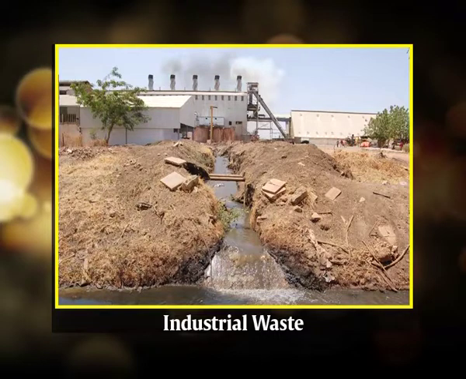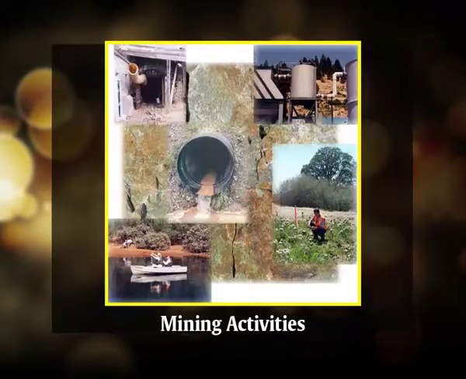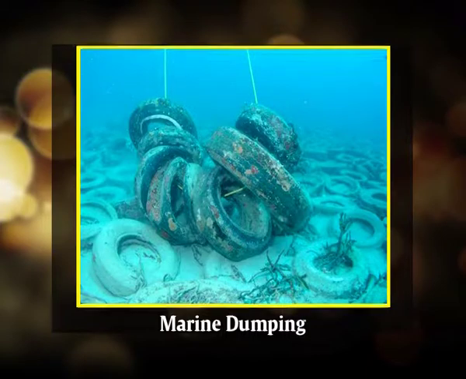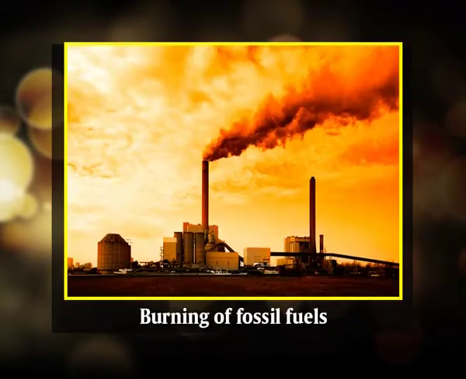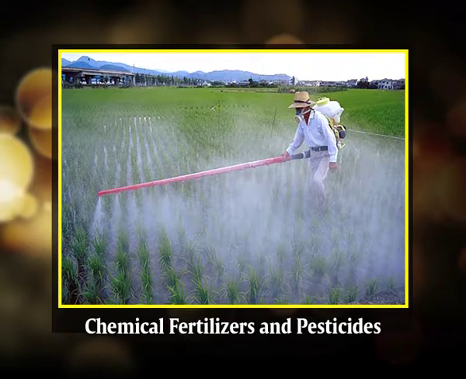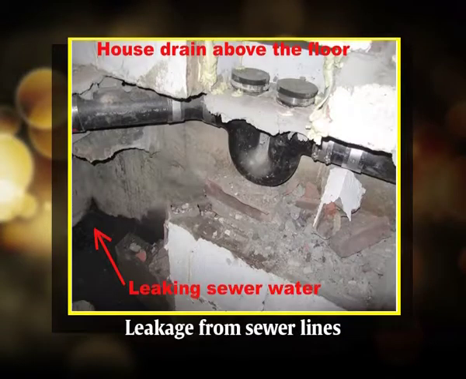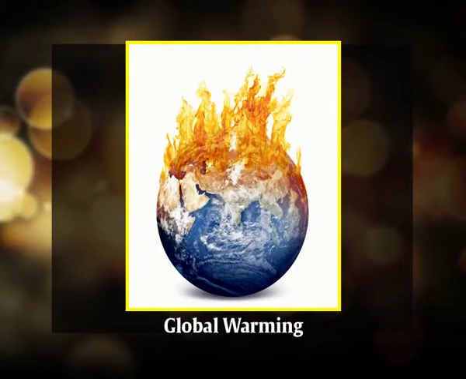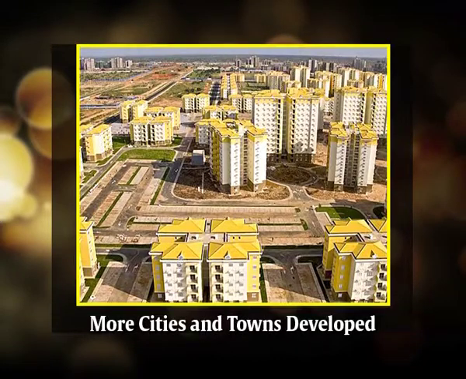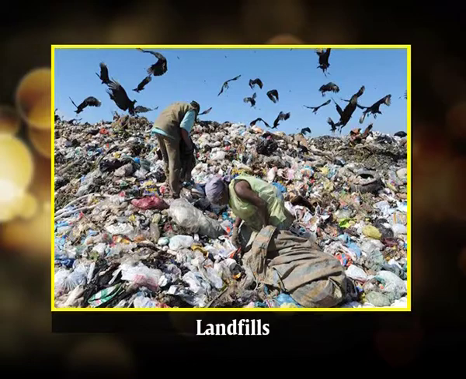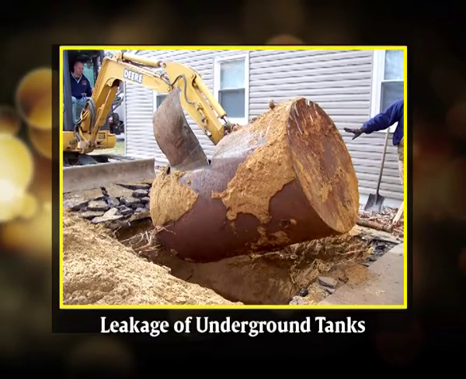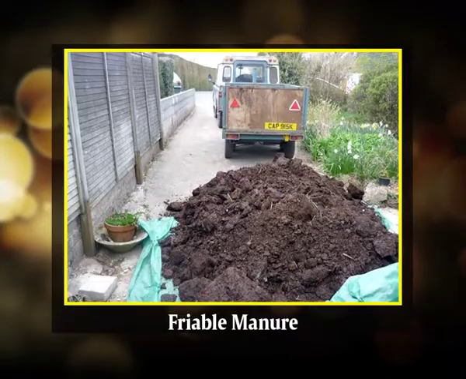The specific contaminants leading to pollution in water include industrial sewage, sewage from wastewater, mining activities, marine dumping, accidental oil leakage, burning of fossil fuels, chemical fertilizers and pesticides, leakage from sewer lines, global warming, radioactive waste, urban development, leakage from landfills, underground storage leakage, animal waste, organic as well as inorganic contaminants. Now we will discuss all these one by one.